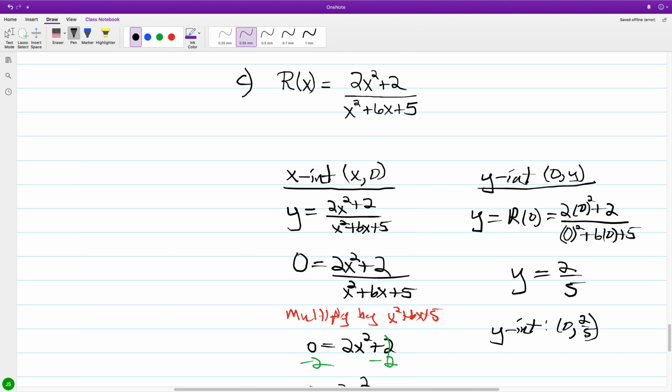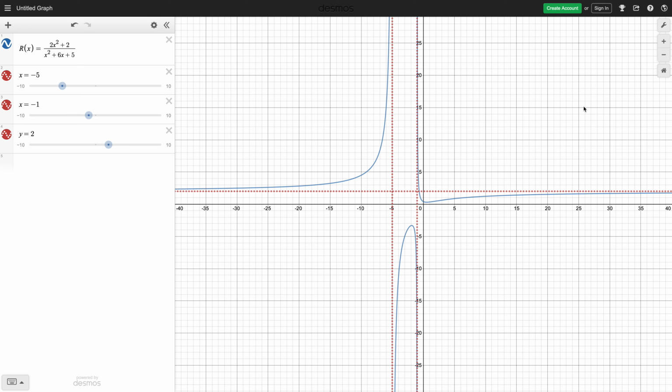Now I'll show you an illustration of this particular function through Desmos. For r of x equal to 2x squared plus 2 all over x squared plus 6x plus 5, the graph in blue shows the three split-up regions of r of x. For the asymptotes, again, the graph will not come into contact with any of the vertical asymptotes. For the vertical ones, we have x equal to -5 and x equal to -1.